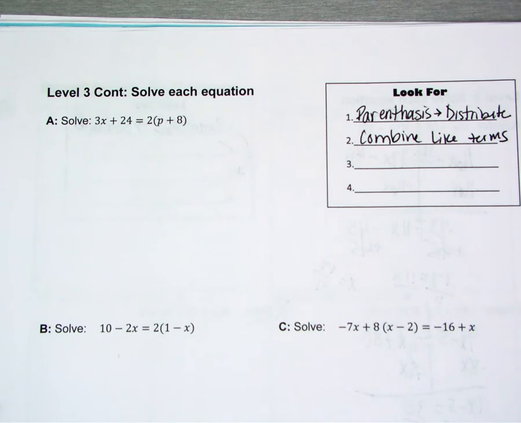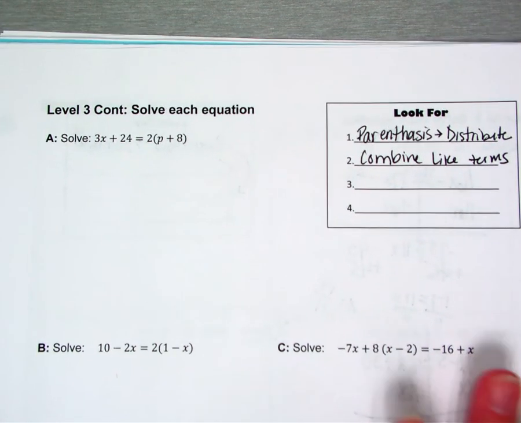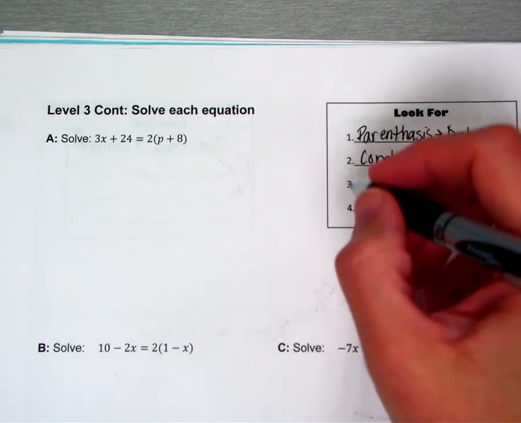Now, it's possible that the problem you're coming to doesn't have either one of those things that you have to do. Those are our level 1 problems. They don't have either one of those things. So when you get to a level 1 problem, you can skip over those and go right to looking for the x's on both sides.